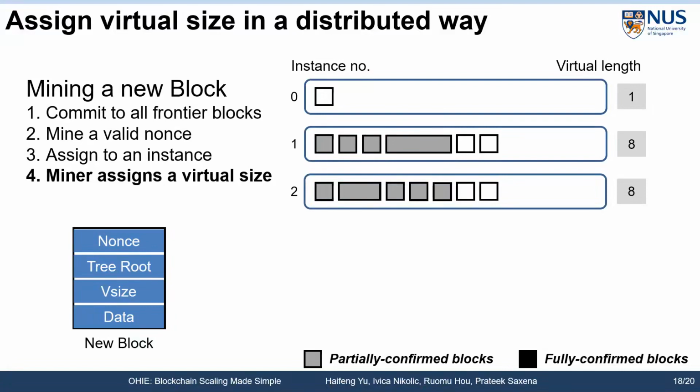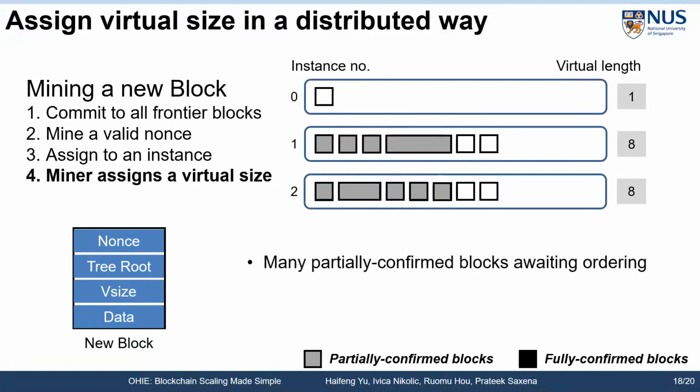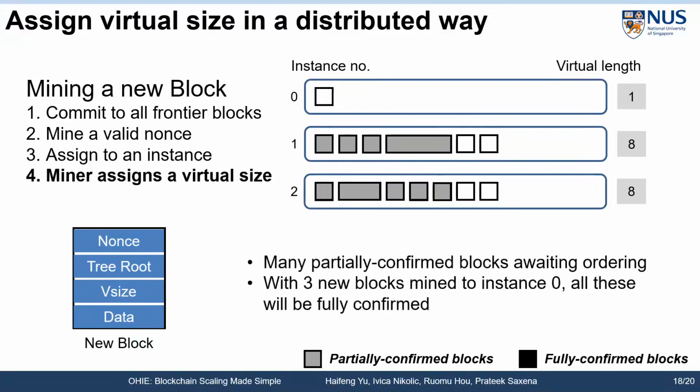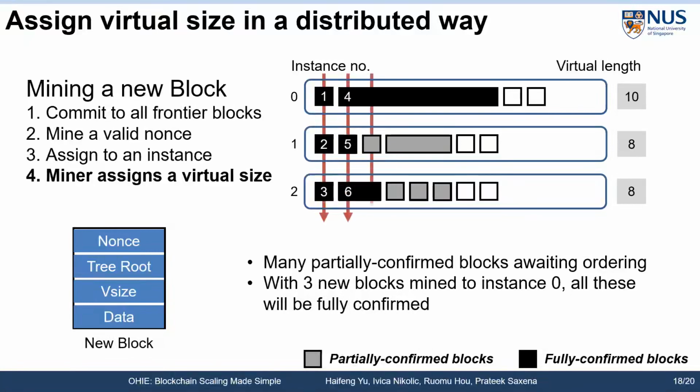Now, because instance 0 is slow, many partially confirmed blocks cannot be fully confirmed. We then show that with just 3 new blocks mined on chain 0, OHIE will fully confirm all these blocks. The first mined block on chain 0 will have a virtual size of 7, helping the virtual length of chain 0 to match the highest value. The other 2 newly mined blocks will make all these blocks before length 8 partially confirmed. Now, with the round-robin ordering, all the partially confirmed blocks are fully confirmed.